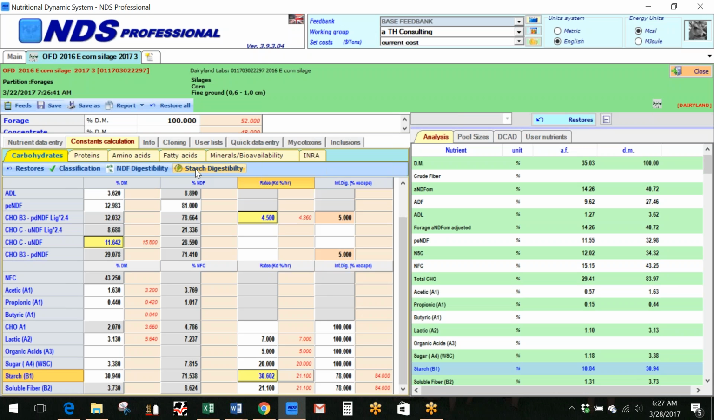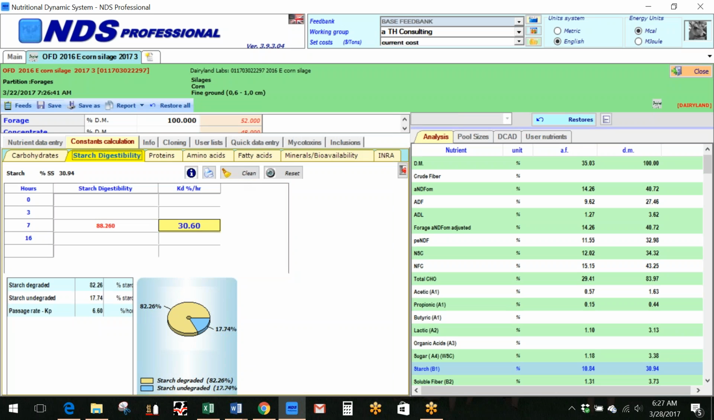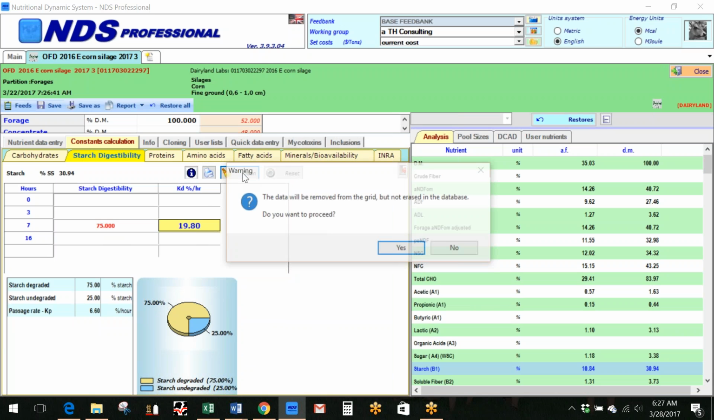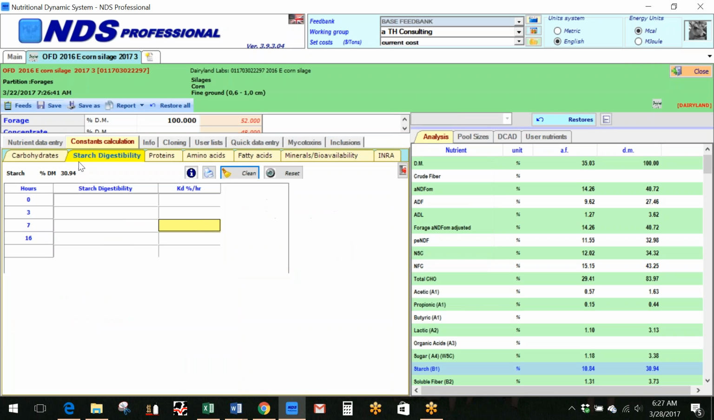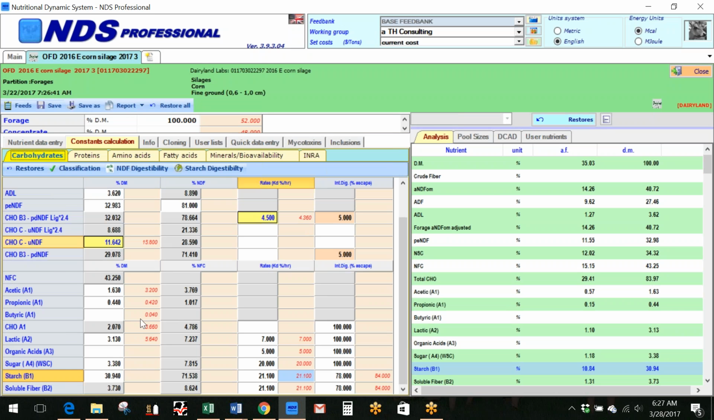So what I'm going to do is I'm going to go to starch digestibility. You could adjust this number to any number that you would want, and these numbers will adjust. Or you can clean this screen, go back to the 7-hour, or go back to the carbohydrate tab, constant calculation, and you can override, hold down here, and these numbers will be directed over here.